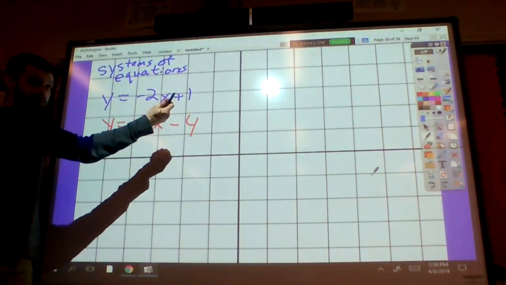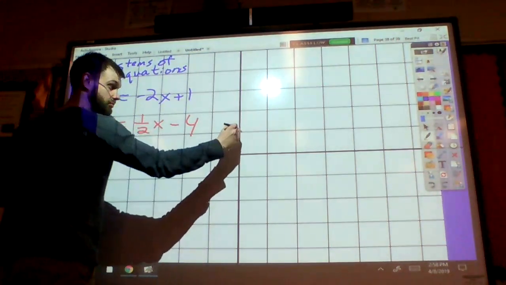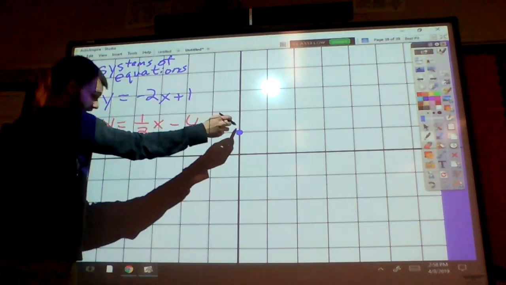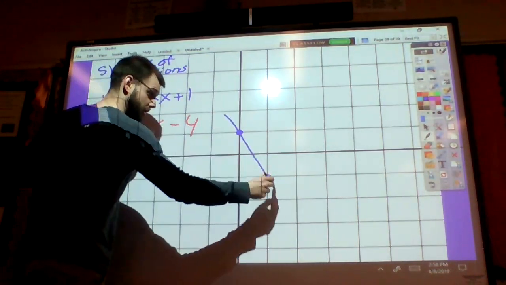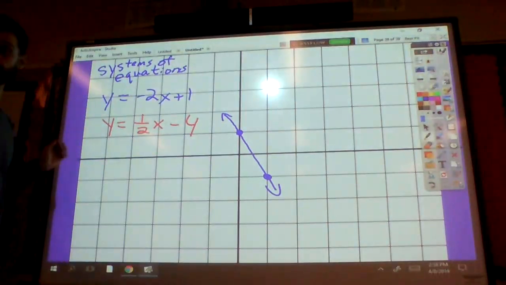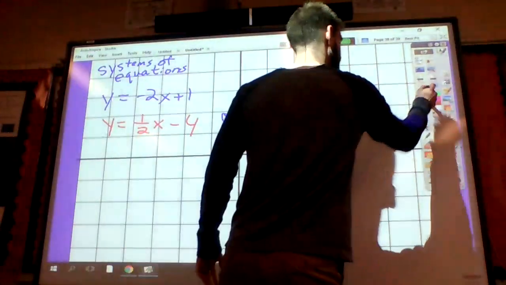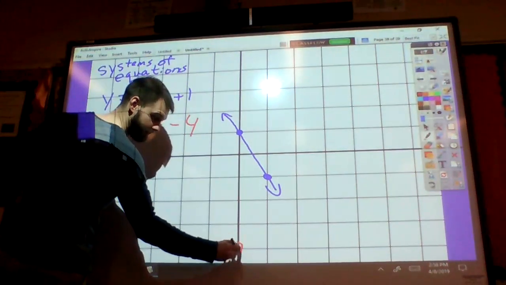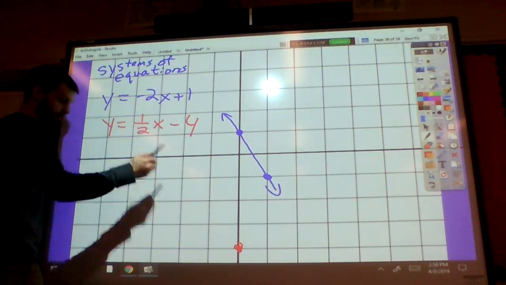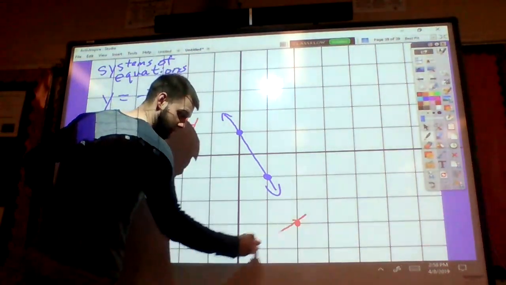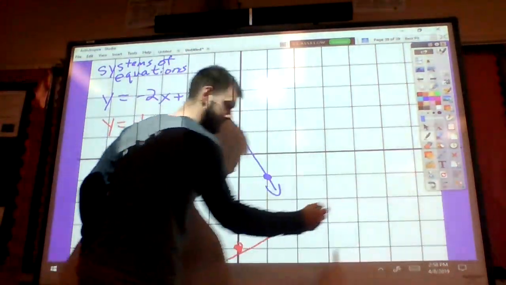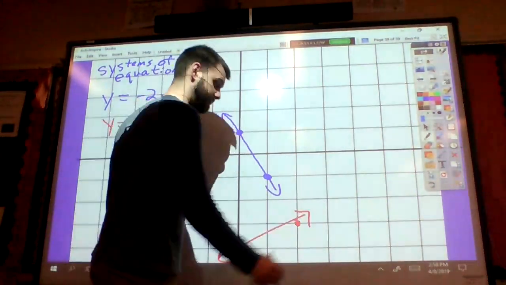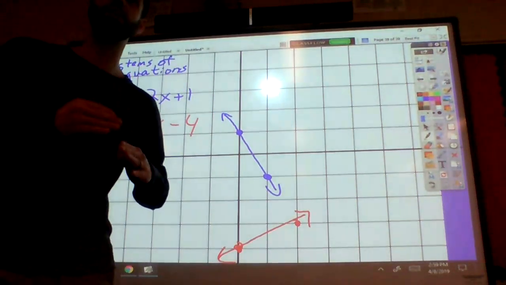So, for this first one, this blue one, I'm going to start with the y-intercept like normal, plus 1, put a dot. Then slope, down 2 over 1. All right? Then the red line. Start with the -4, put a dot. Up 1 over 2. Now remember, the goal in these equations is to make them meet up somewhere. And then that point where they meet is going to be the answer.